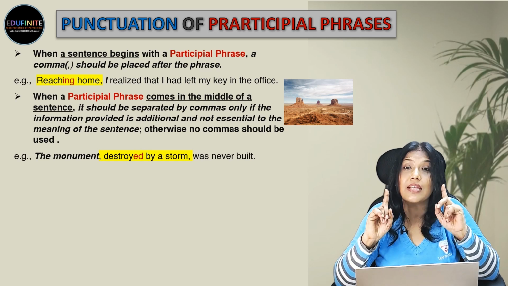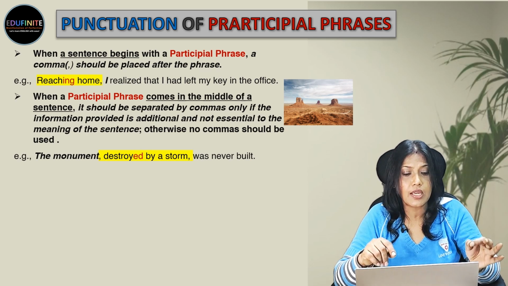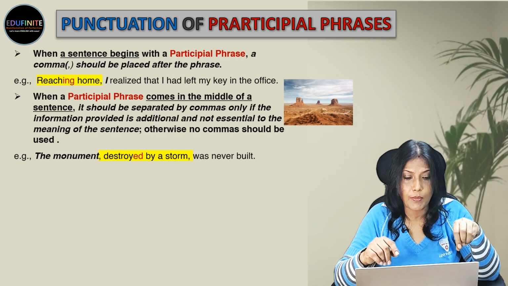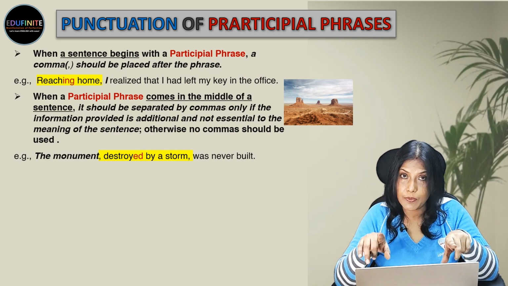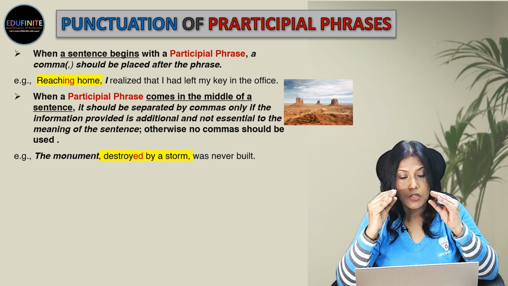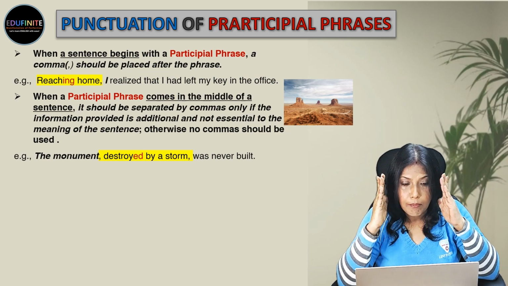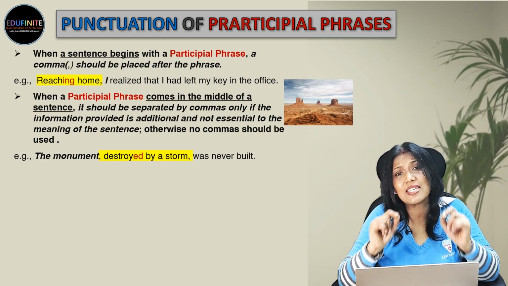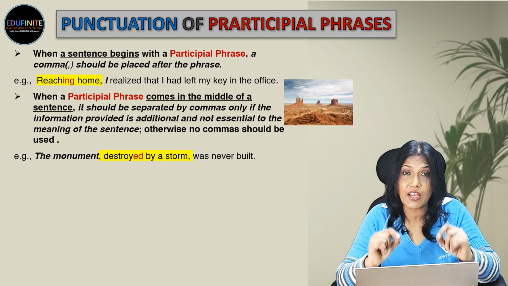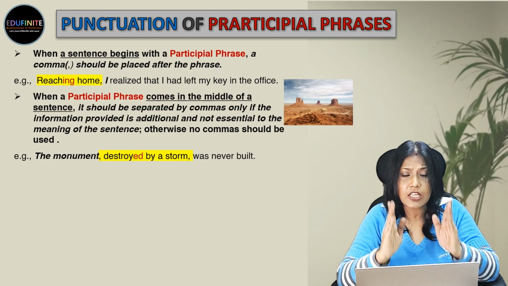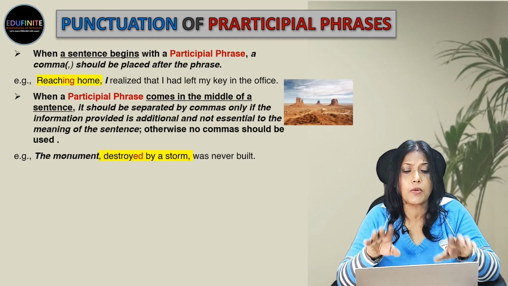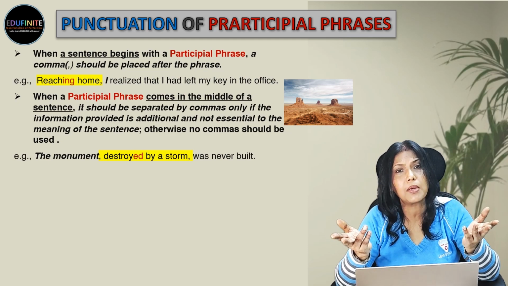Since this is additional information, you see after the monument I've put a comma, and destroyed by a storm, that's the participle phrase. I've again put a comma so as to make people understand that this is an additional piece of information. This is not the integral part of the sentence. Without this part, the whole sentence stands. The monument was never built. It gives us the meaning.